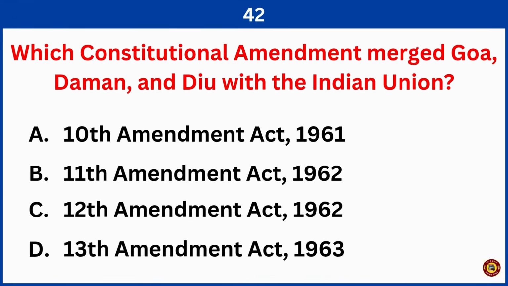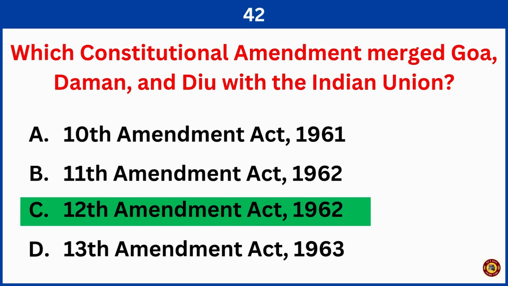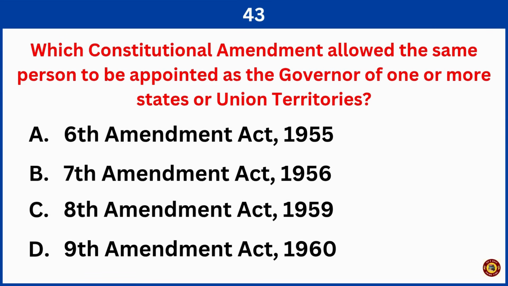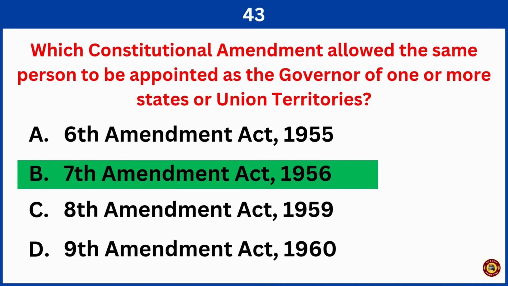Which constitutional amendment merged Goa, Daman, and Diu with the Indian Union? Right answer is option C, 12th Amendment Act 1962. Which constitutional amendment allowed the same person to be appointed as the governor of one or more states or union territories? Right answer is option B, 7th Amendment Act 1956.